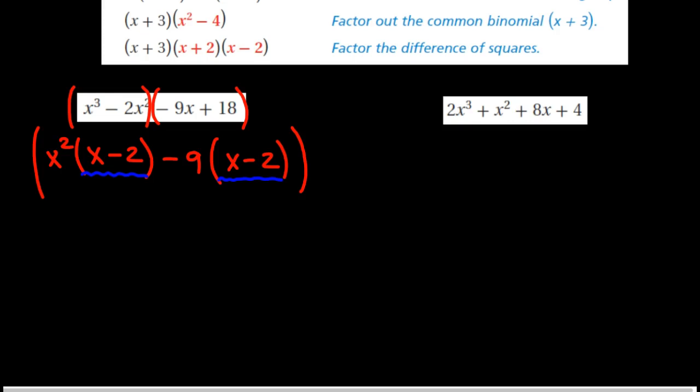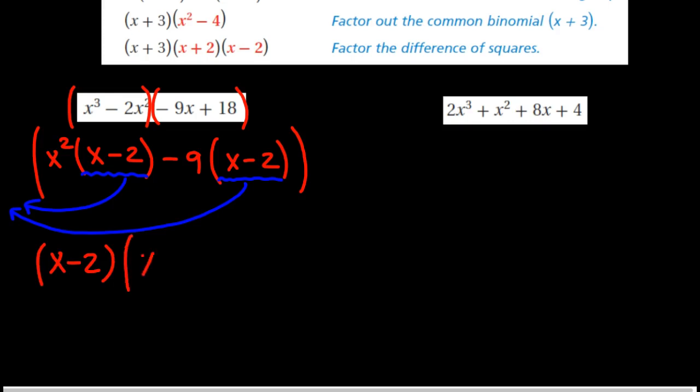So to finish this off, now we have essentially a big binomial with a binomial term inside. It's like a binomial within a binomial. It's kind of crazy. So you factor out or undistribute that common binomial term. I factor out the binomial term x minus 2, and what I have left is x squared minus 9.